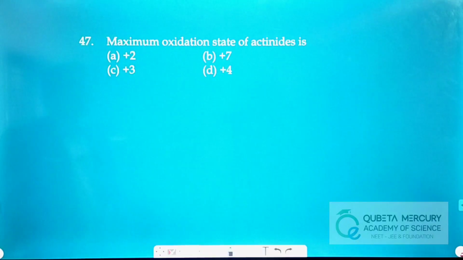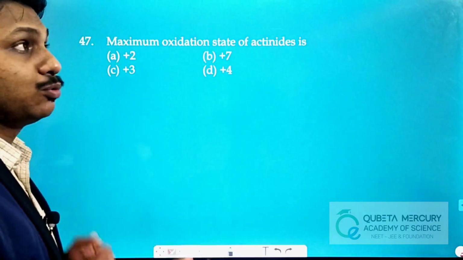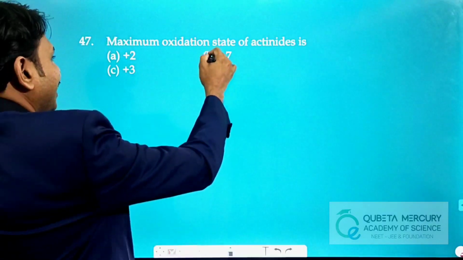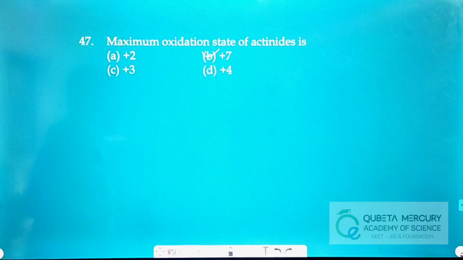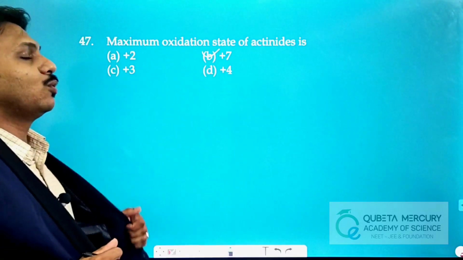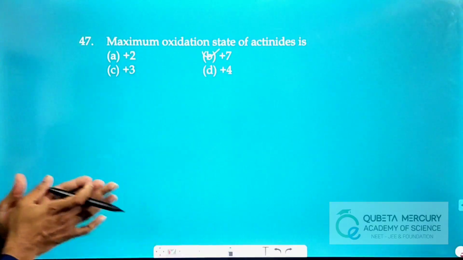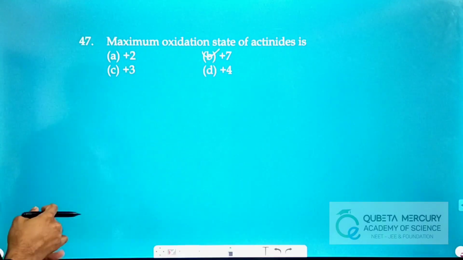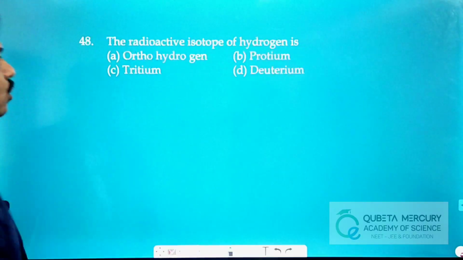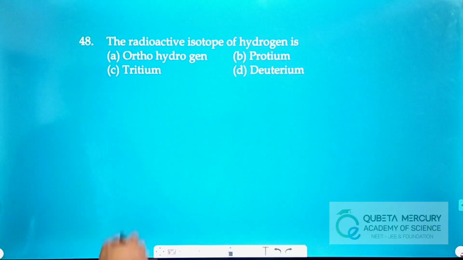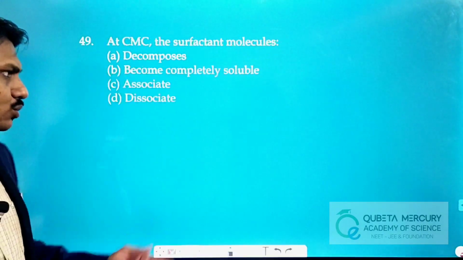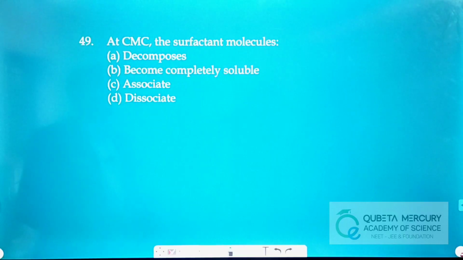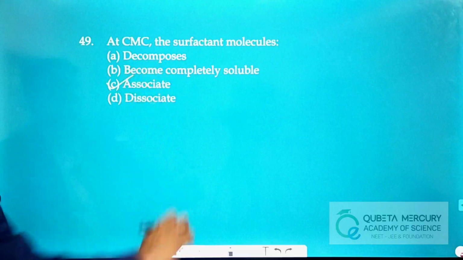Now, the maximum oxidation state of actinides: actinides can show up to +7 oxidation state. Neptunium and plutonium show +7. Uranium, neptunium, plutonium and americium show +6. Their common oxidation state is actually +3, but +7 is shown by neptunium and plutonium. Therefore, the answer is B. Moving on. The radioactive isotope of hydrogen, nothing to discuss. At CMC, the surfactant molecules get associated.